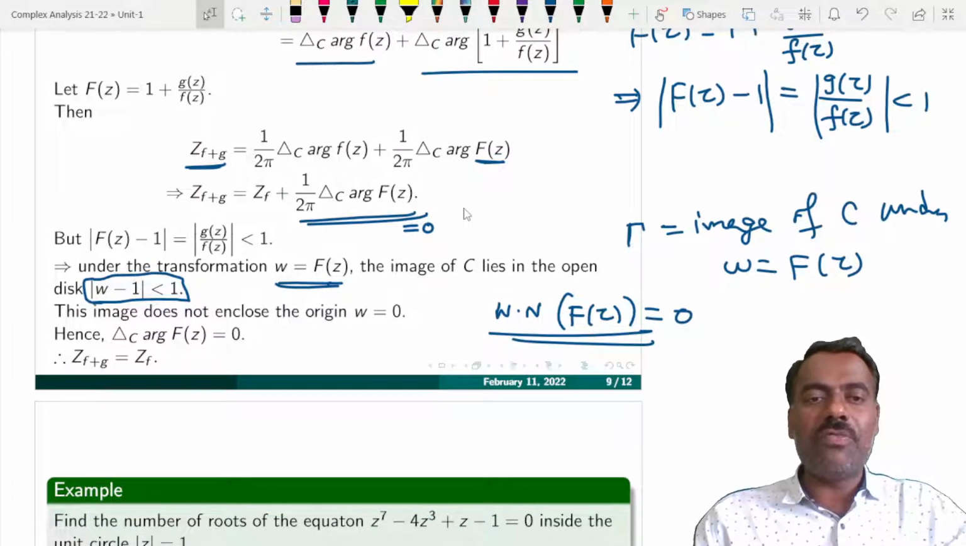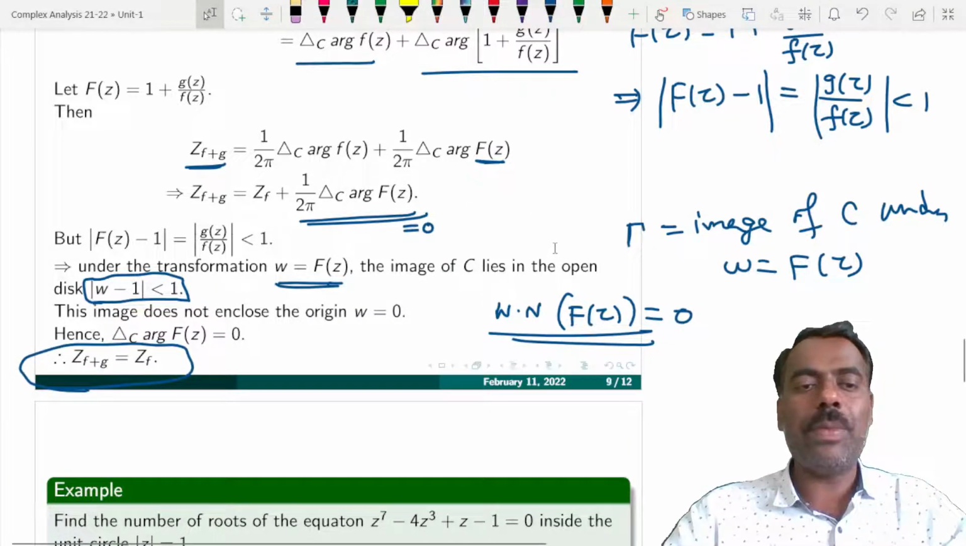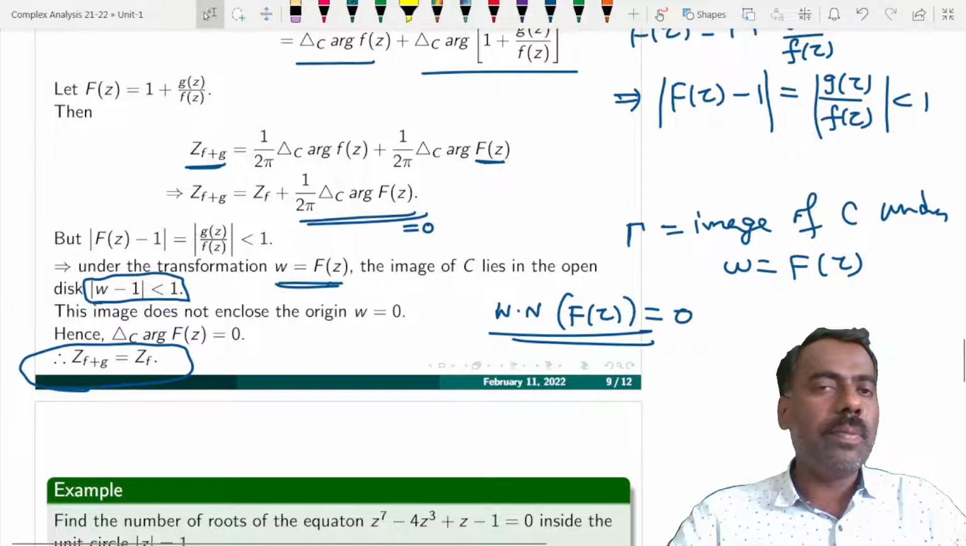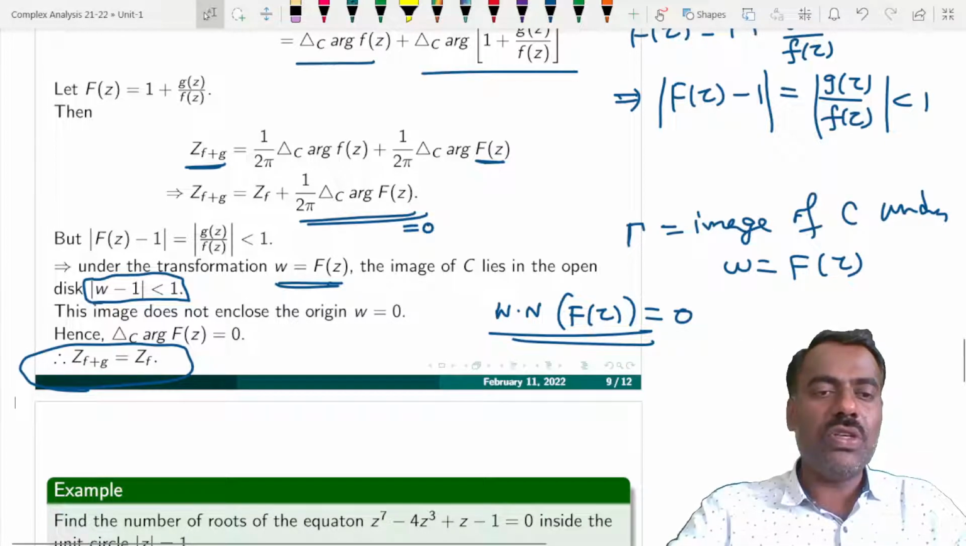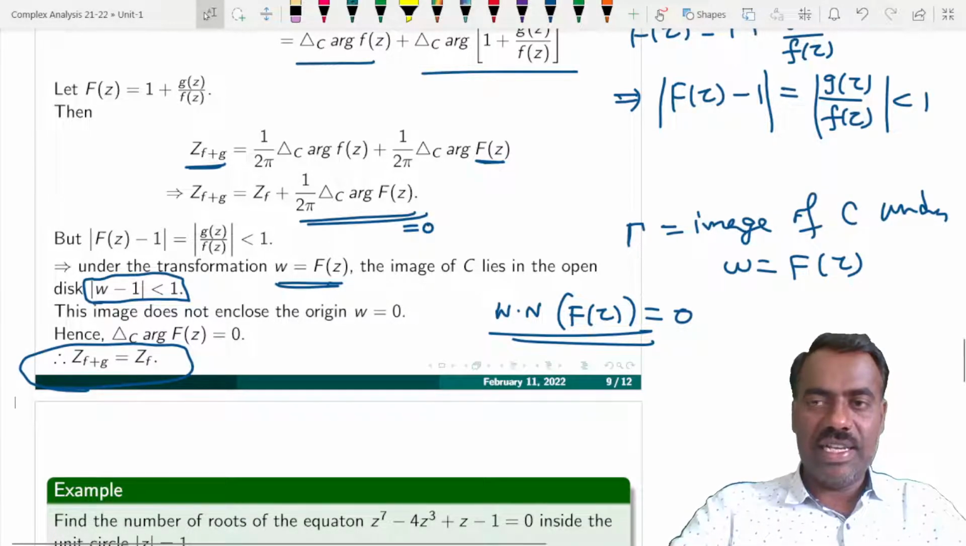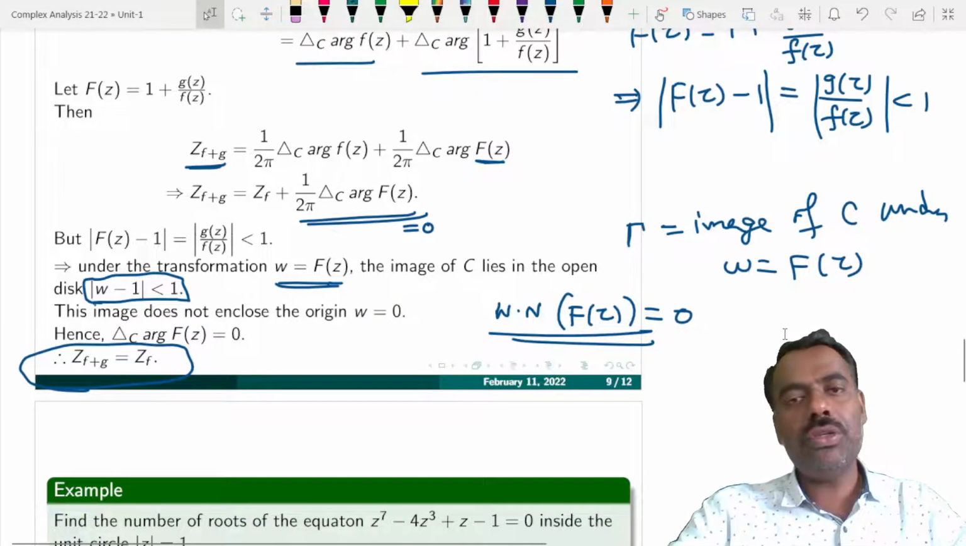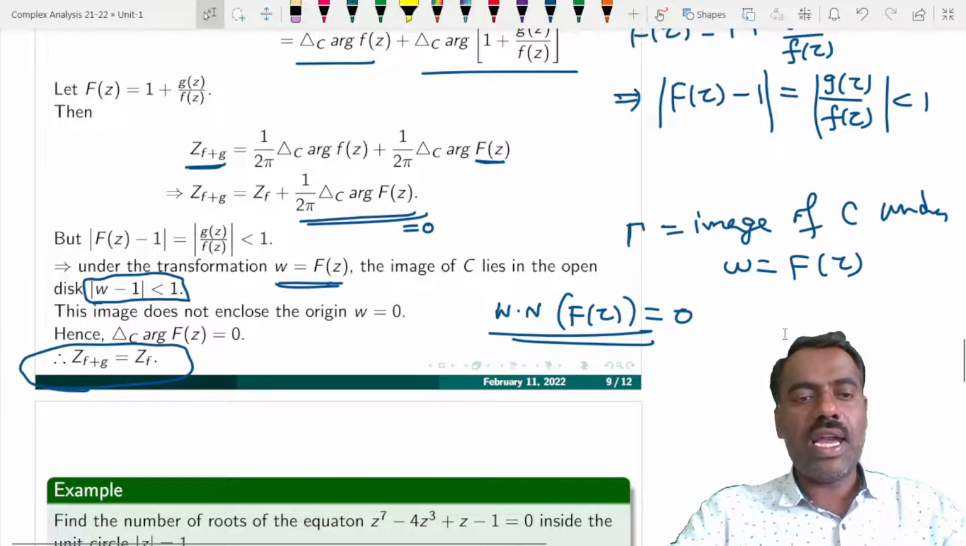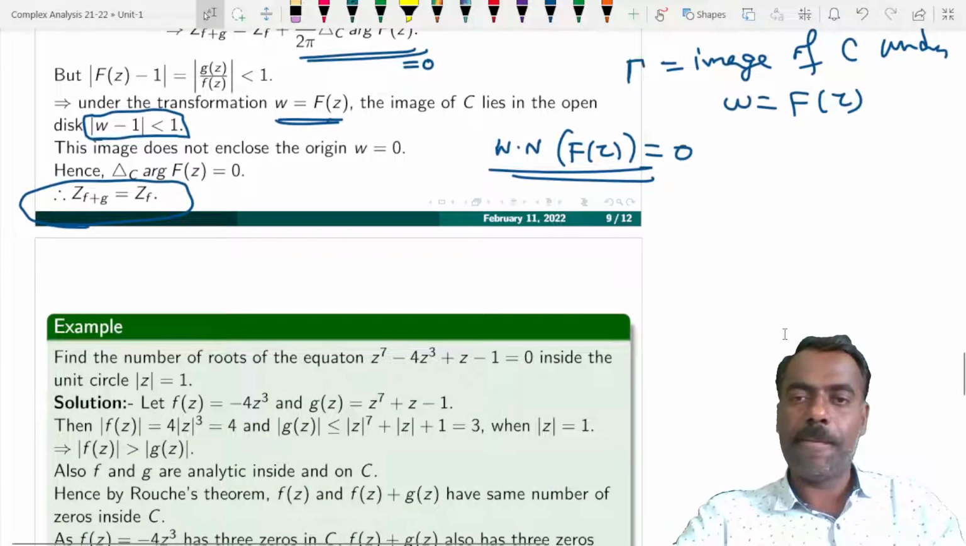Hence Z of F plus G is the same as Z of F. That means the number of zeros of F is the same as the number of zeros of F plus G. Under what conditions? If mod F of z is strictly greater than mod G of z, F and G both are non-zero on C, and they should be analytic inside C.